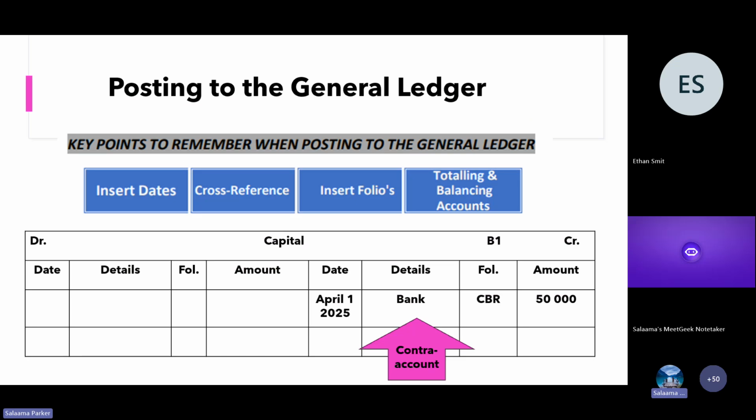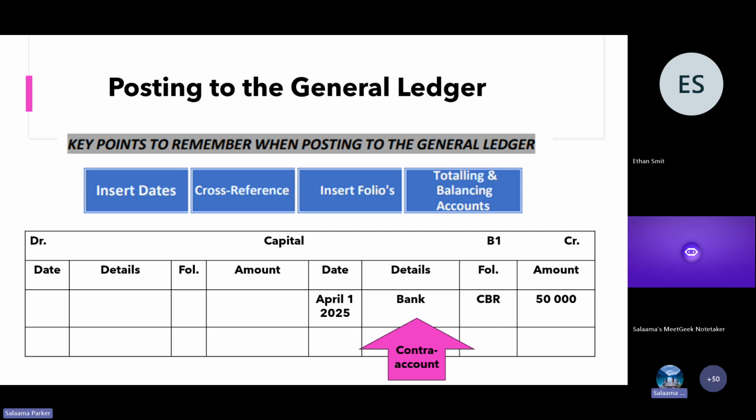Right, and again, very important key points to remember when posting to your general ledger. Please do insert your dates. Cross-referencing is important, which is your contra account, your folios, and then of course you need to total and balance your accounts if you have amounts on either side.